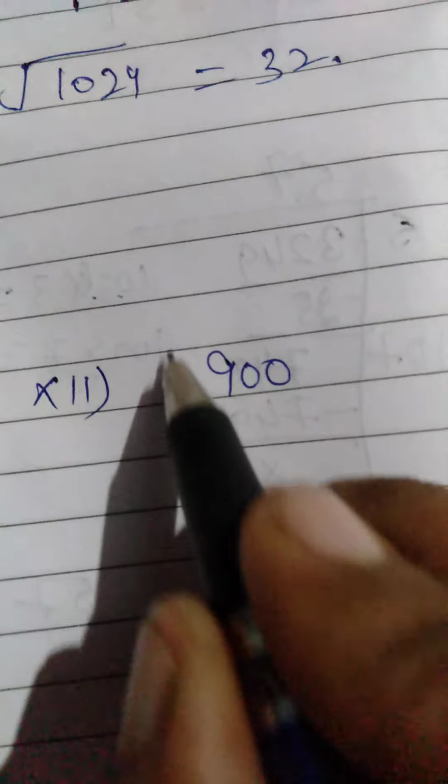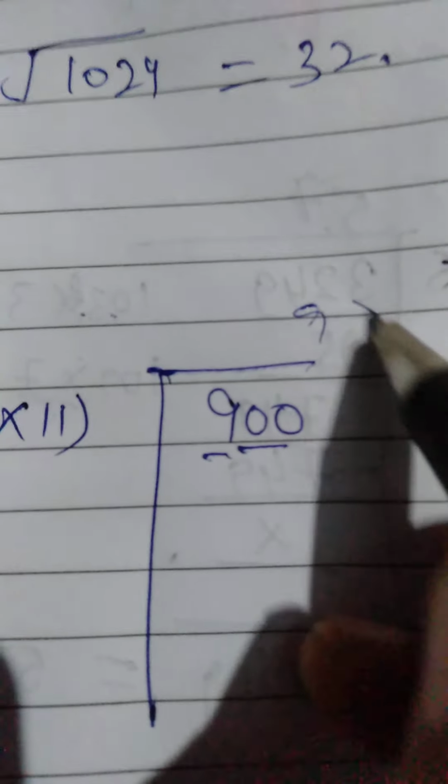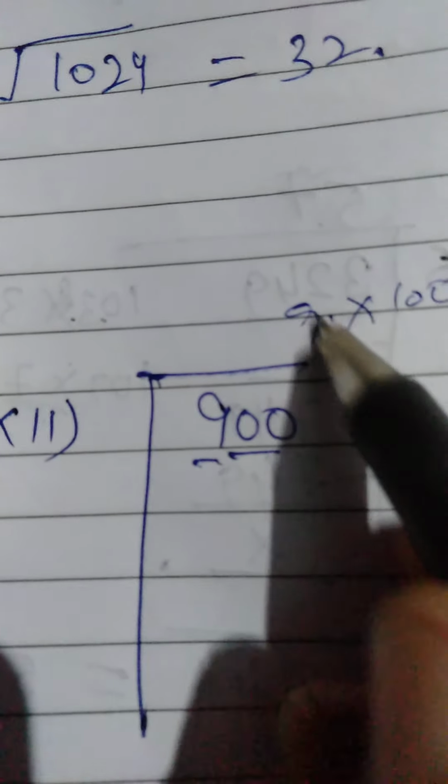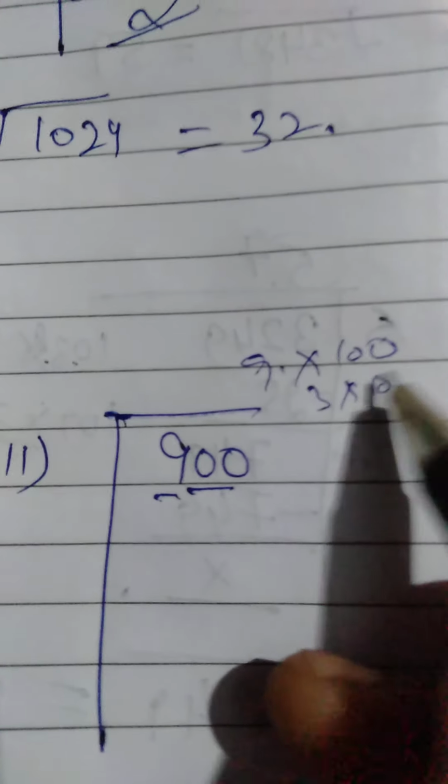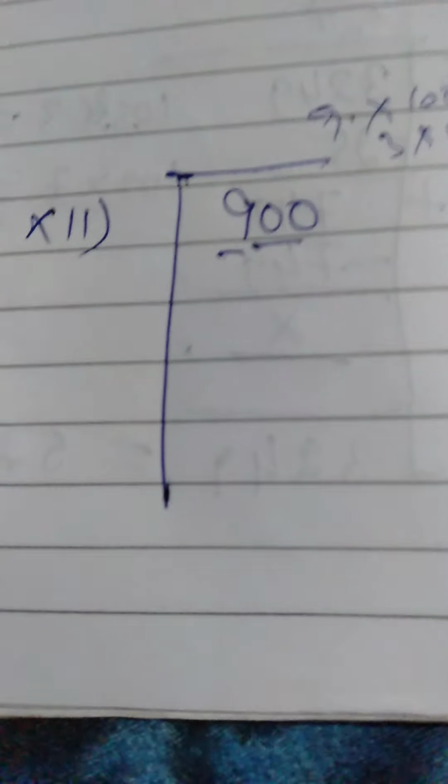Now come to the 12th part. This is 900. You can do this 9 into 100. Square root of 9 is 3, square root of 100 is 10, that is 30. So you can do it directly also. But in the division method we have given the restriction in the first question that we have to do this question by division method. So let us make the pair from the last.